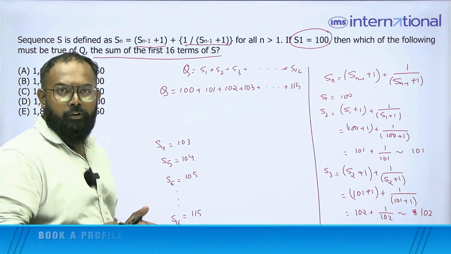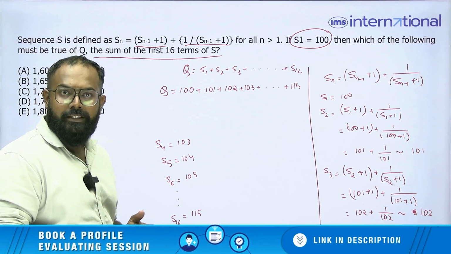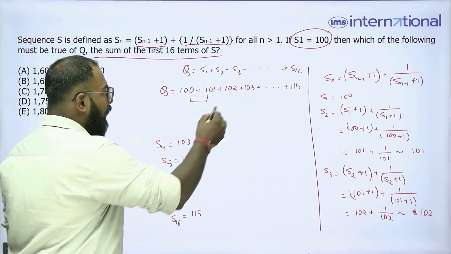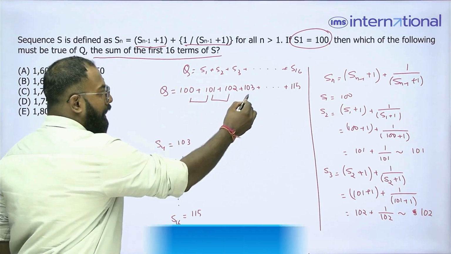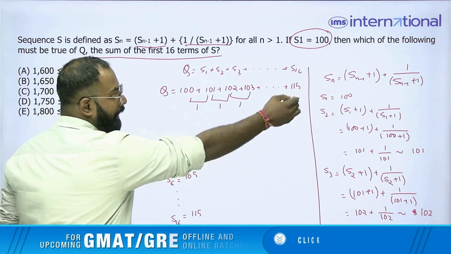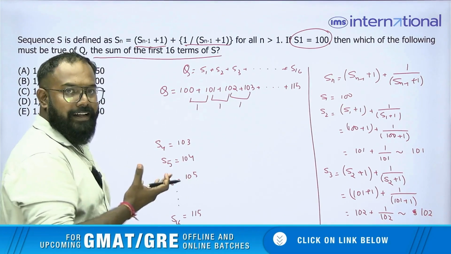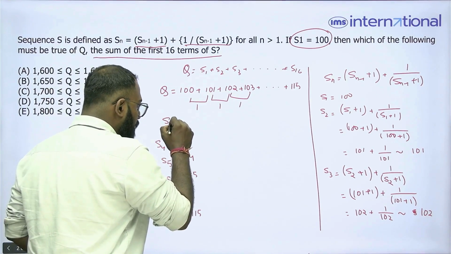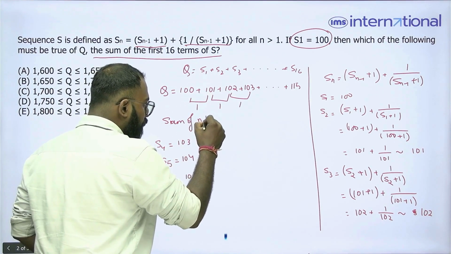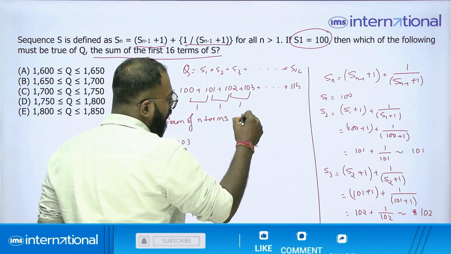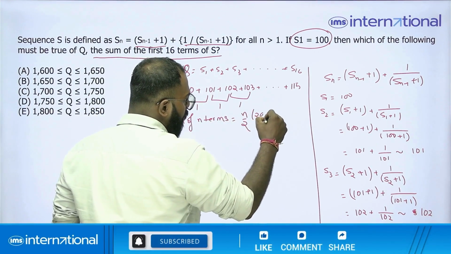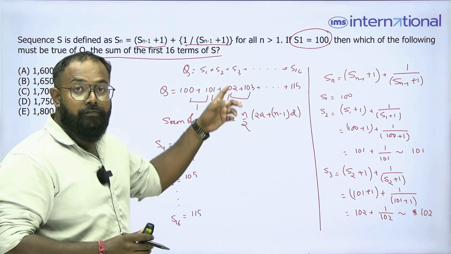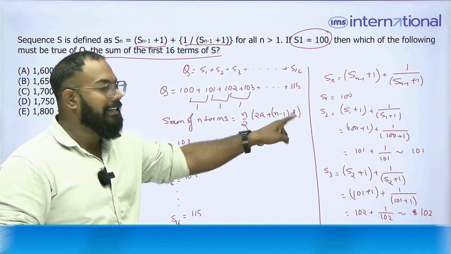How? In arithmetic progression, the difference between every consecutive term is same. We can clearly see that 101 minus 100 is 1, 102 minus 101 is 1, 103 minus 102 is 1, and so on. Clearly? So this is a kind of arithmetic progression. What is the sum of n terms in arithmetic progression? Sum of n terms is given by n by 2 times 2a plus n minus 1 into d, where n is the number of terms, a is the first term, and d is the common difference.